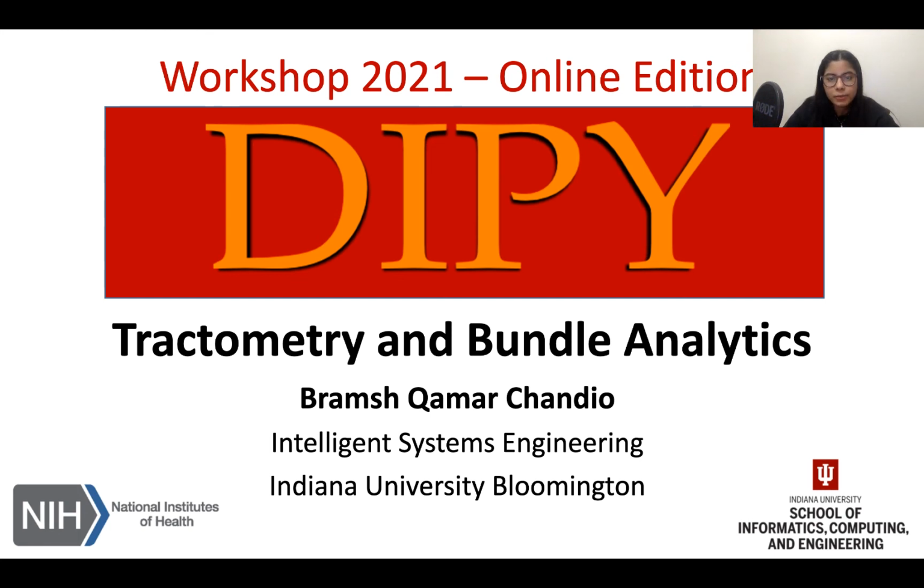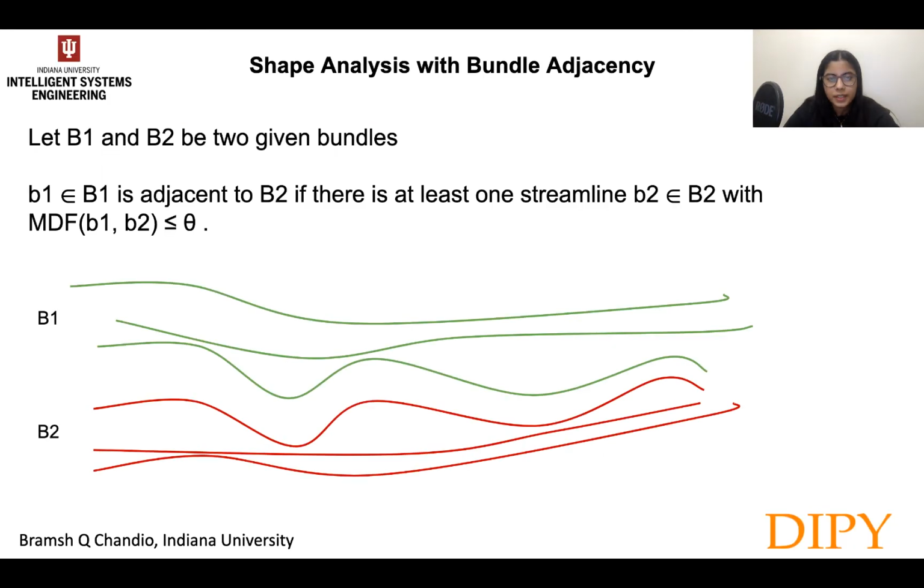In this part, I will be covering bundle shape similarity analysis in BUAN. In BUAN, we perform bundle shape analysis with the bundle adjacency metric. Let B1 and B2 be two bundles, where bundle 1 is shown with green streamlines and bundle 2 with red streamlines.